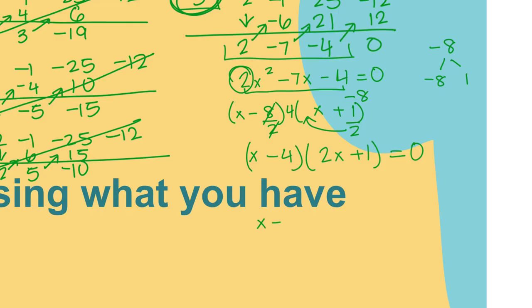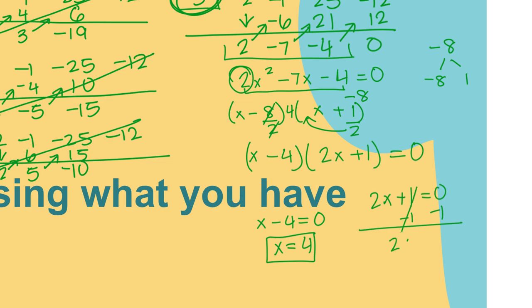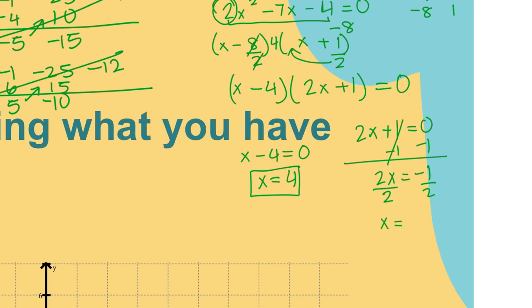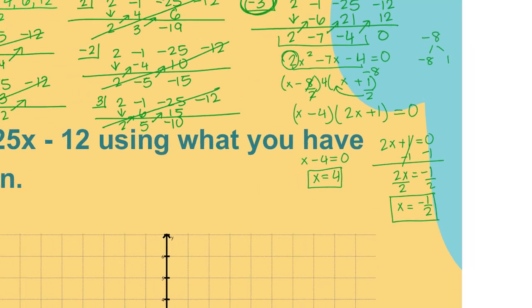So I have x minus 4 equals 0. So 4 is one of my answers. And then 2x plus 1 equals 0. I'm going to subtract 1 from both sides. I'm going to get 2x equals -1, divide by 2. And I'm going to have x equals -1/2. So now I have a total of 3 answers.